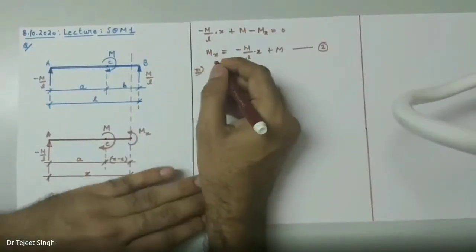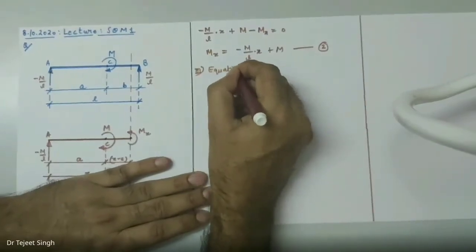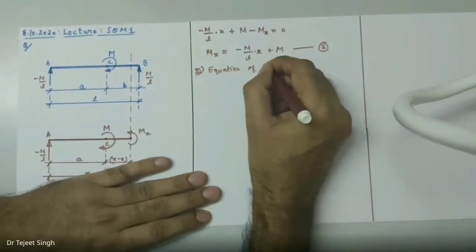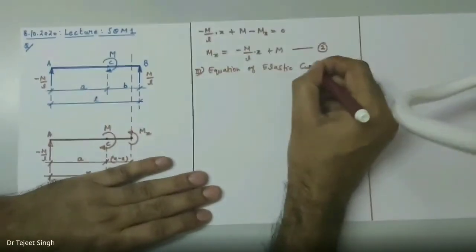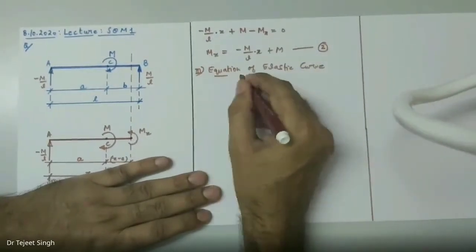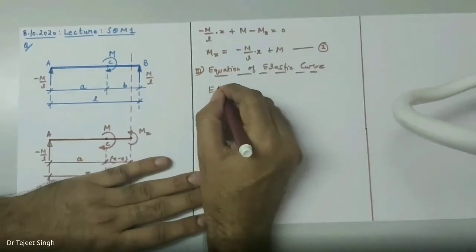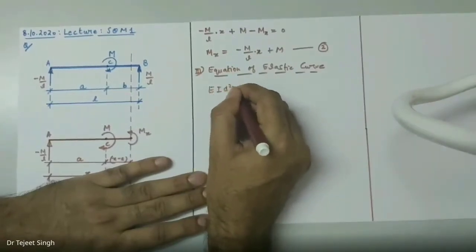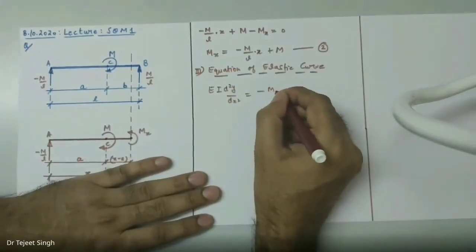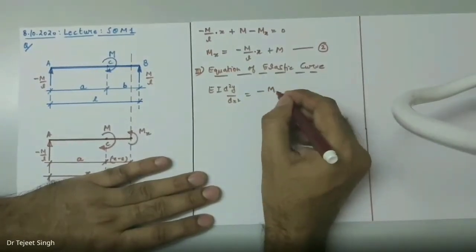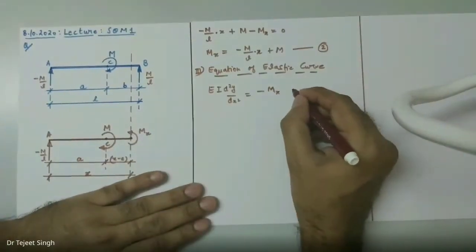Now step number 3: equation of elastic curve. If I write the equation of elastic curve, it will be like this: EI d square y upon dx square equal to minus, let's say, MX. I write X, that is the moment at any point is X. I call it 3.